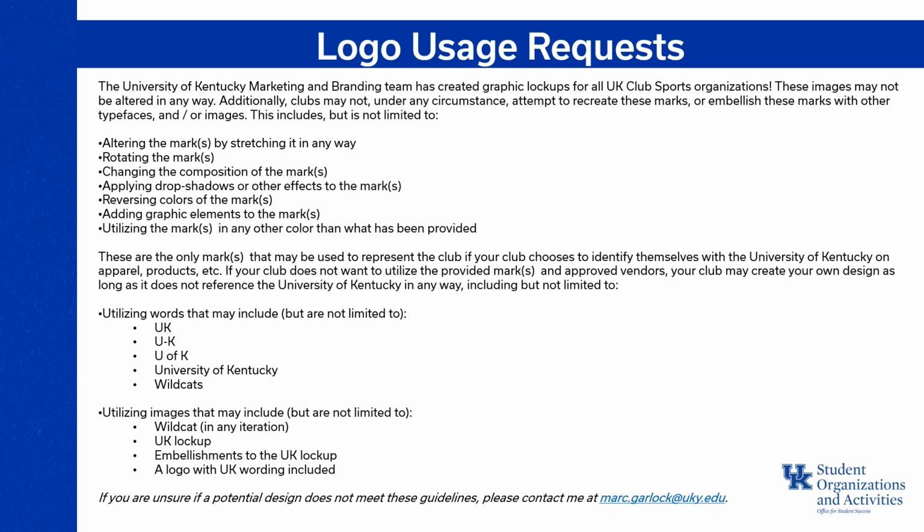Additionally, clubs may not, under any circumstances, attempt to recreate these marks or embellish these marks with other typefaces and/or images. This includes, but is not limited to, altering the marks by stretching it in any way, rotating the marks, changing the composition of the marks, applying drop shadows or other effects to the marks, reversing colors of the marks, adding graphic elements to the marks, utilizing the marks in any other color than what has been provided. These are the only marks that may be used to represent the club if your club chooses to identify themselves with the University of Kentucky on apparel, products, etc.